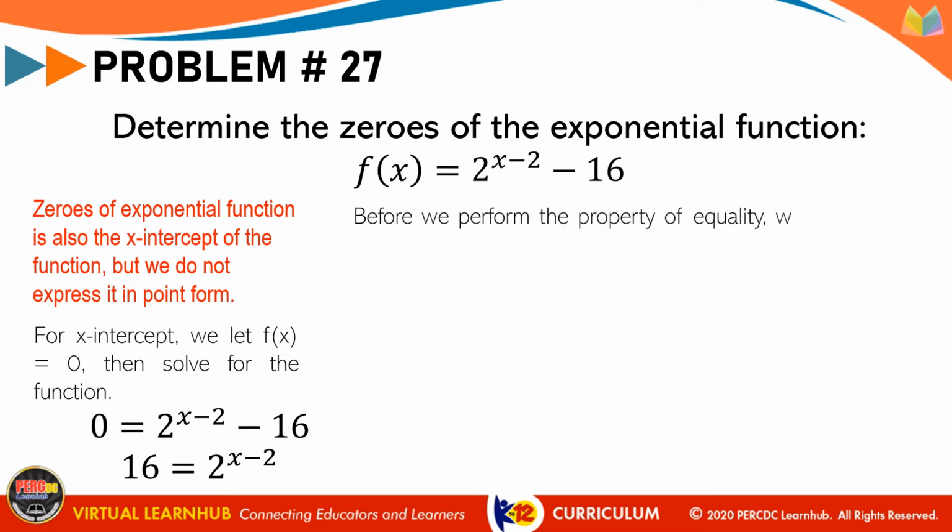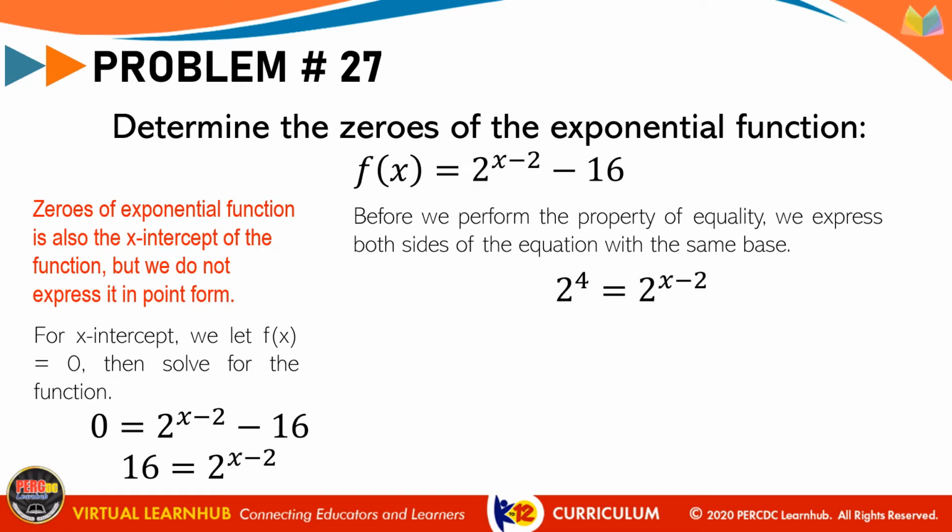So before we apply the property of equality, we must first express both sides of the equation with the same base. We know that 16 is also 2 raised to 4, giving us 2 raised to 4 equals 2 raised to x minus 2. By the property of equality, we have 4 is equal to x minus 2. We add positive 2 to both sides, giving us x equals 6.